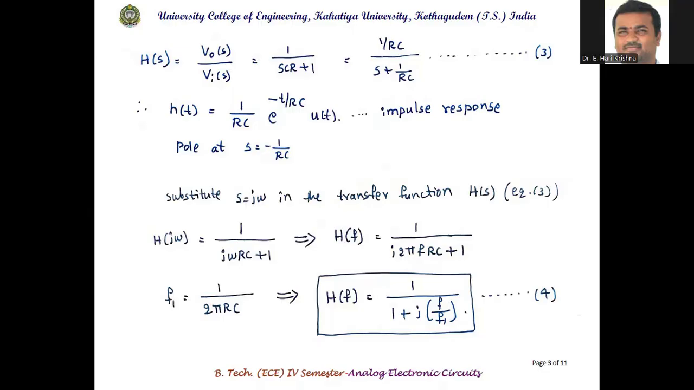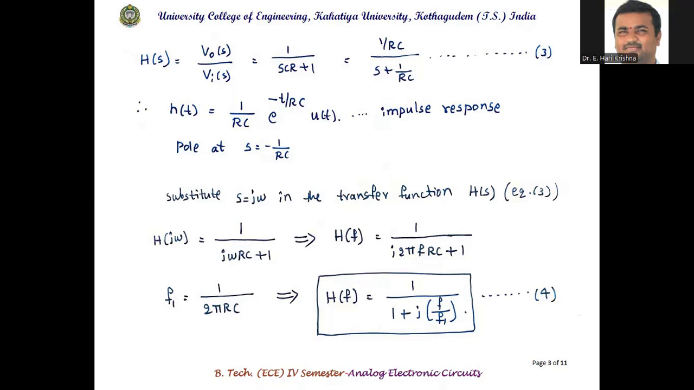Substituting s is equal to j omega in the transfer function is the substitution from Laplace domain to Fourier domain. So h of j omega is equal to 1 by j omega RC plus 1. So in place of omega, we substitute 2 pi f. So h of f is equal to 1 by j 2 pi f RC plus 1. Making a substitution f1 is equal to 1 by 2 pi RC in this equation finally gives h of f is equal to 1 by 1 plus j f by f1. This is the standard form of first order passive low pass filter.